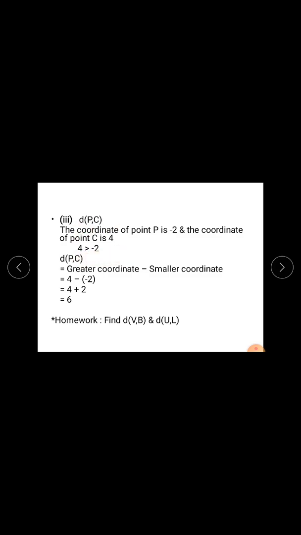So distance PC is equal to greater coordinate minus smaller coordinate. Now substitute: greater coordinate is 4, then subtraction, then smaller coordinate is -2. So 4 minus of -2. Open this bracket, minus minus means plus. So 4 plus 2 equal to 6 units. So distance PC is 6 units.